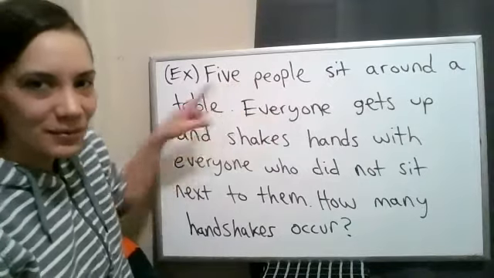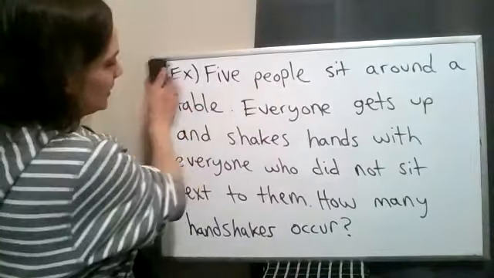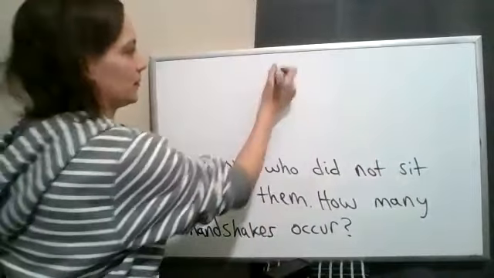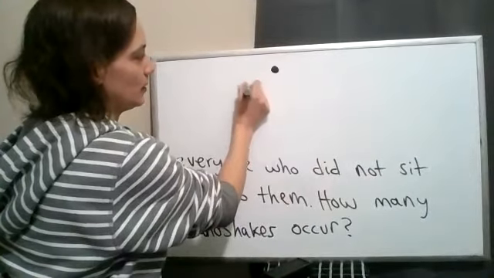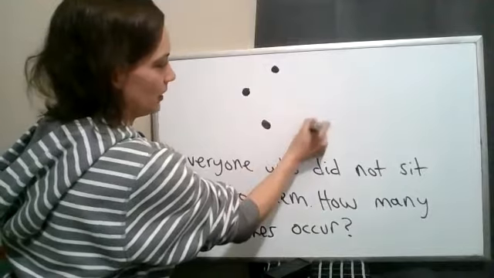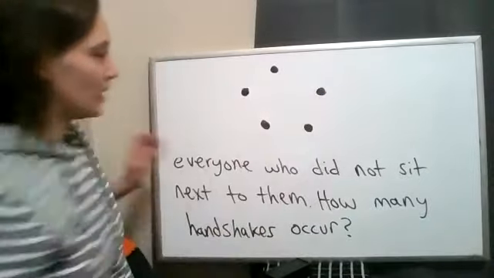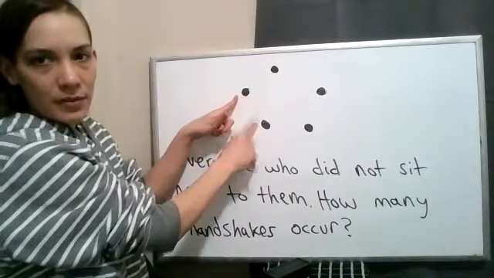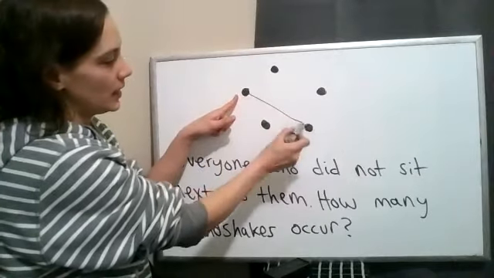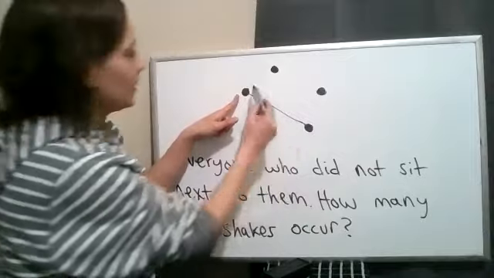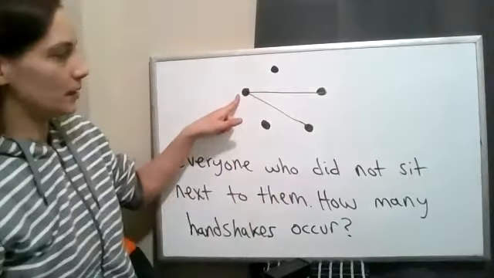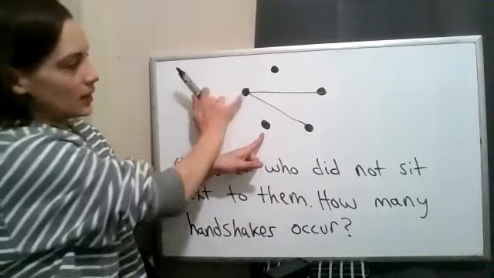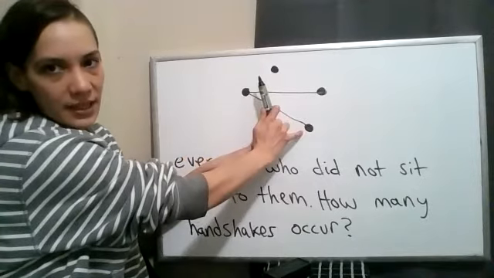The 5 people will be in a circle. Like this. 1, 2, 3, 4, 5. Okay, pick a person. And they do not want to shake hands with that person or that person, but we can go across here, and that's okay. Make sure you connect all the way. And all the way here, get that connection. And that person's done.